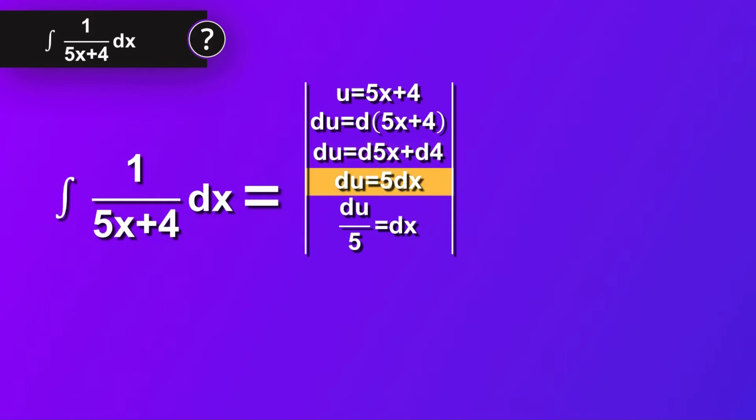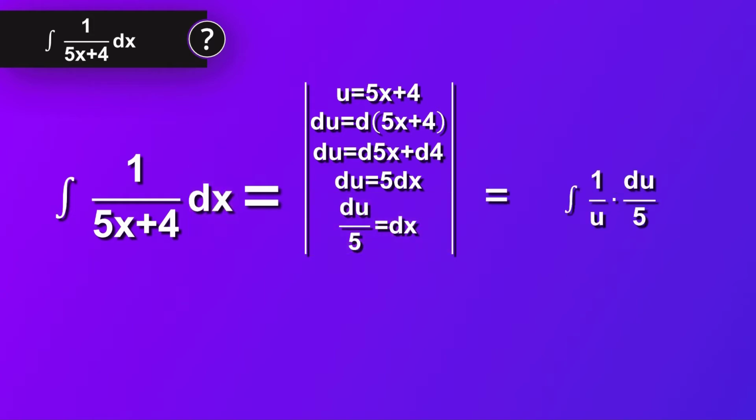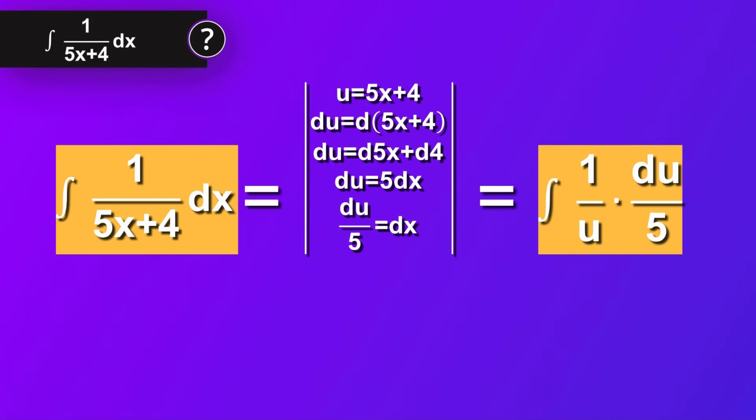But what we want to have is an expression that we insert into our main solution instead of dx. So after division of both sides by 5, we've got du divided by 5 is equal to dx that we were searching for. Now, let's make use of our u. We insert u instead of 5x plus 4 into our main equation, and instead of dx, we now use the expression with our substituted variable u, which is du divided by 5. We have now the integral of 1 divided by u multiplied by du divided by 5.